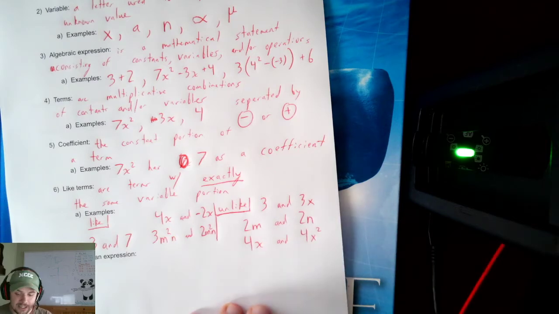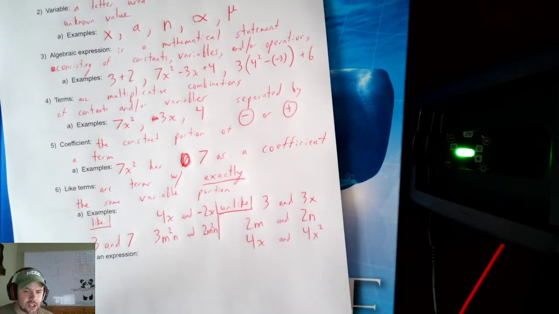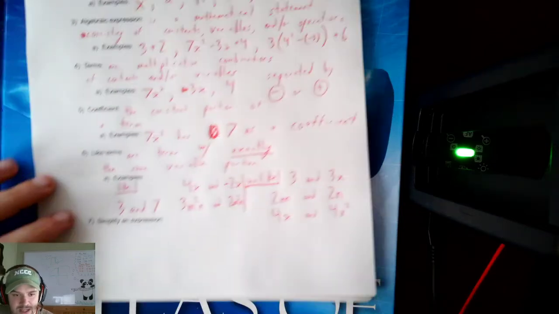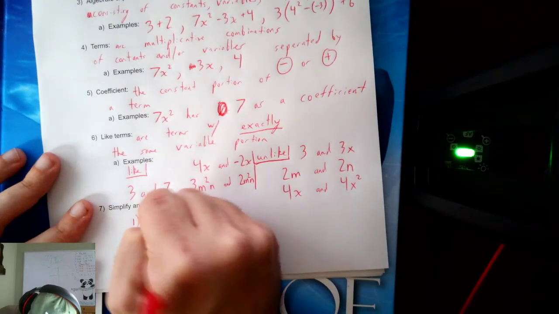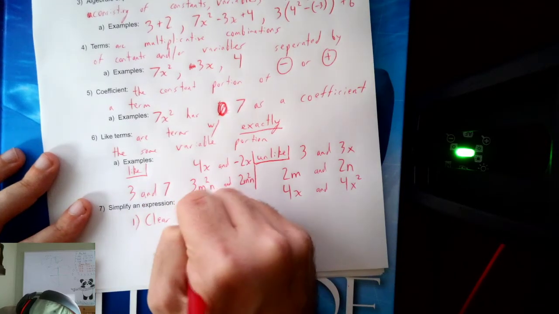They are not like. So to simplify an expression, the last definition, there's going to be 2 steps. The first step is clear parentheses.